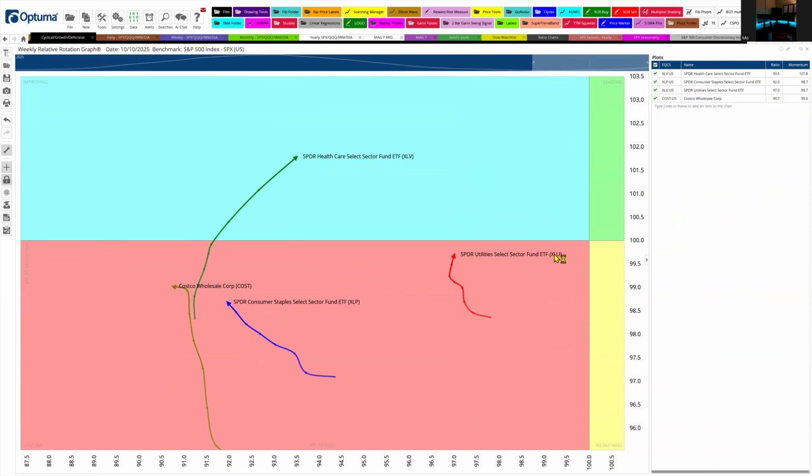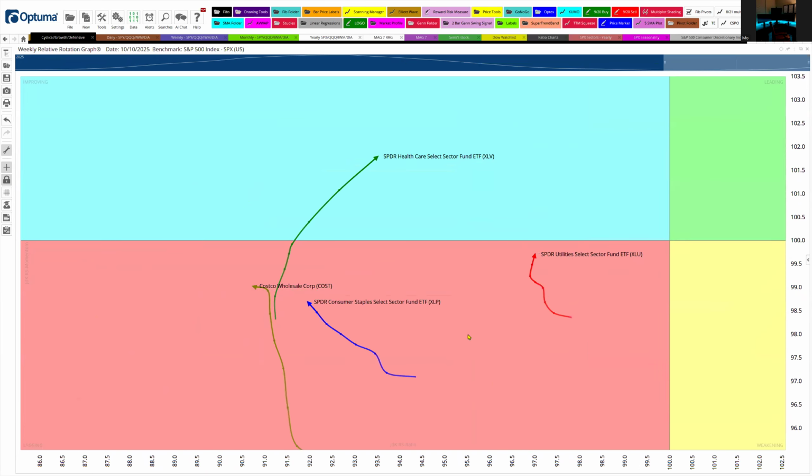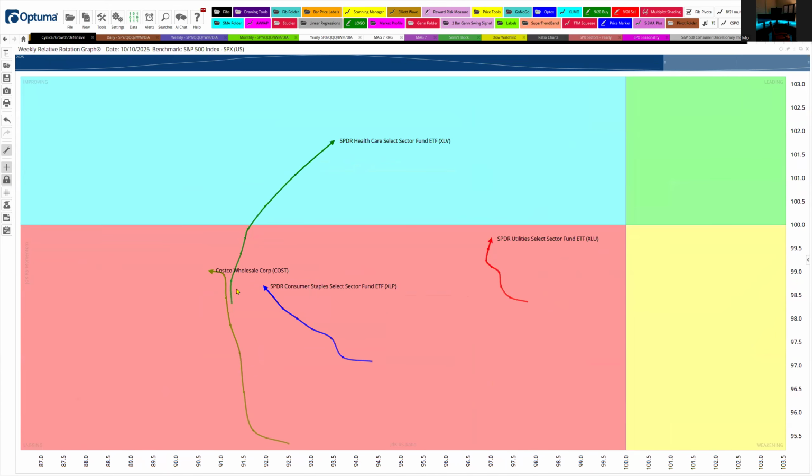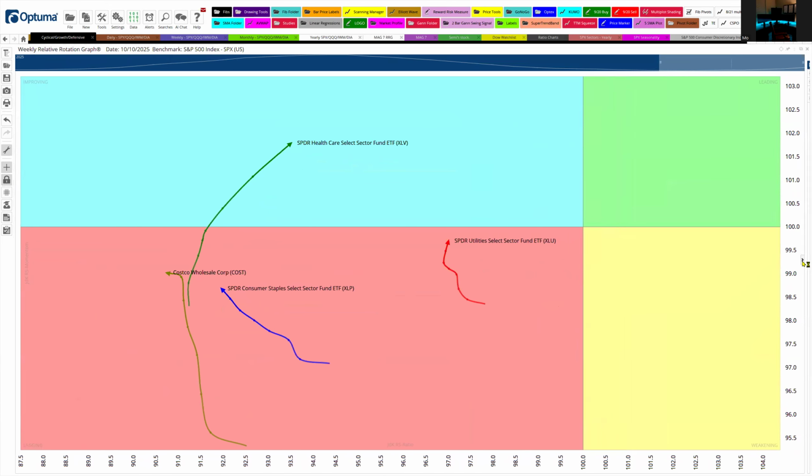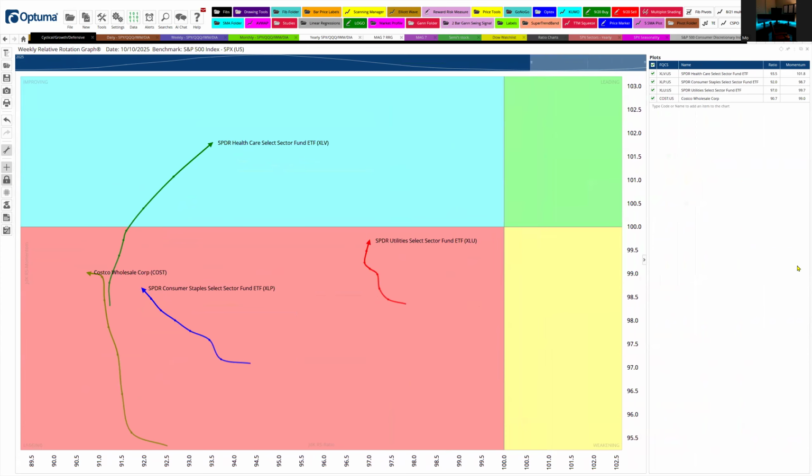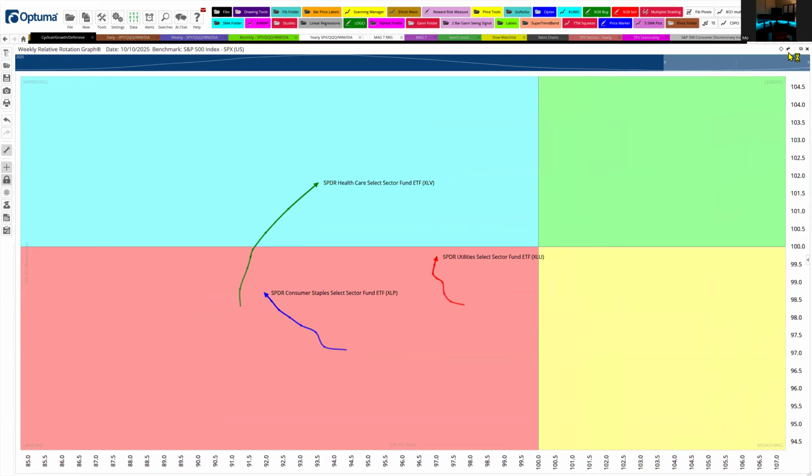Just a little bit weaker. Could take a few more days. But Costco is gonna move really close to the sector, as any top holdings will. Just remember that, because those are the ones that drive it.